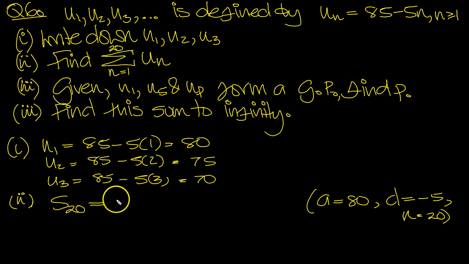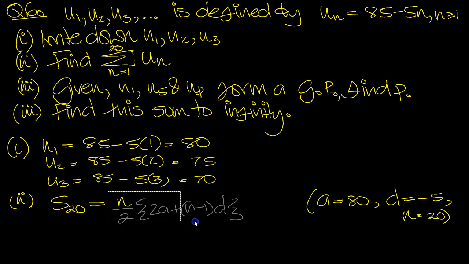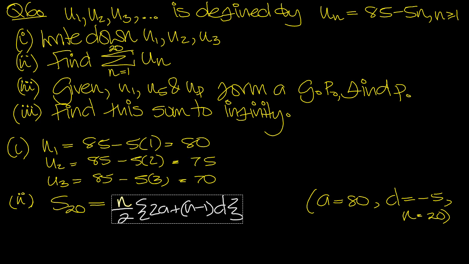So S20 then, using the formula, n over 2, then let's just put it in a different color to start with. So it's n over 2 times 2a plus n minus 1 d is the sum. Okay, and then we'll write it underneath. I think that's the best thing to do there. So let's put the numbers in.